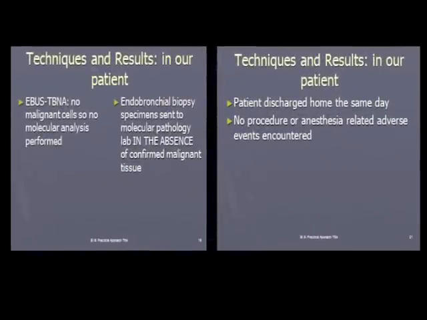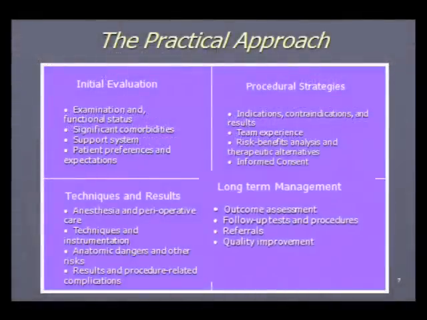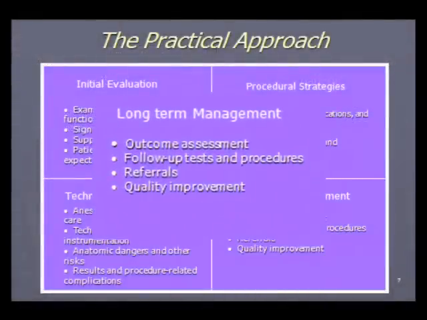We next review the immediate results of our intervention and discuss any procedurally related complications or adverse events which may have occurred. We then move to the final box in the four-box model, which is long-term management. Topics for review and discussion in this section include outcome assessment, follow-up testing and procedures, need for further referrals which occurred as a result of the intervention, and finally, quality improvement aspects.